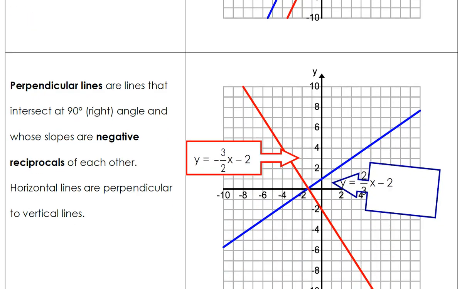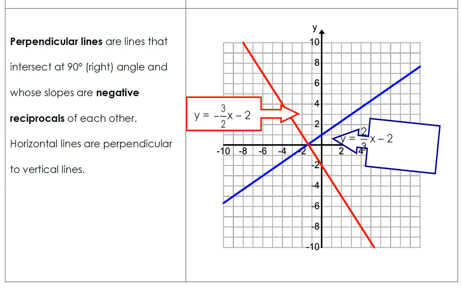Perpendicular lines are lines that intersect at 90 degrees, a right angle, and whose slopes are negative reciprocals of each other. So we're going to talk about negative reciprocals. If you notice, in red, you have the equation y is equal to negative 3 over 2x minus 2. But the equation in blue, y is equal to 2 over 3x minus 2. The slopes, we have negative 3 over 2 for the red. That's the slope. For the blue line, the slope is 2/3. They are negative reciprocals of each other.